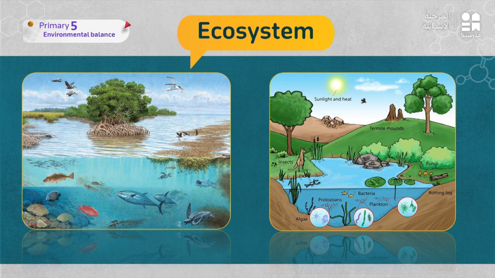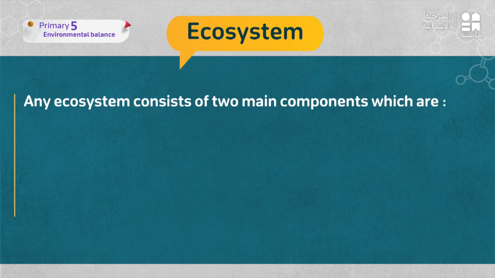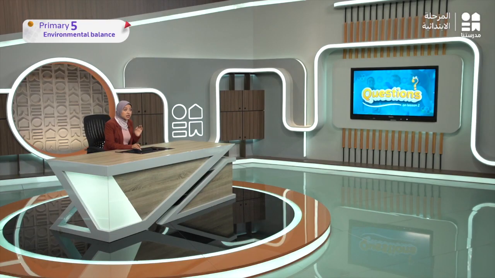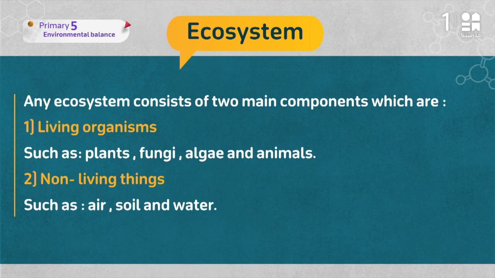طيب من هنا نقدر نقول, what are the components of the ecosystem? يا ترى ecosystem مكون من إيه؟ The ecosystem contains 2 main components, which are living organisms, such as plants, fungi, algae, and animals. And also non-living things, such as soil, air, water, rocks. All of that are the non-living things. يبقى دلوقتي عندنا هنا living organisms and non-living things.